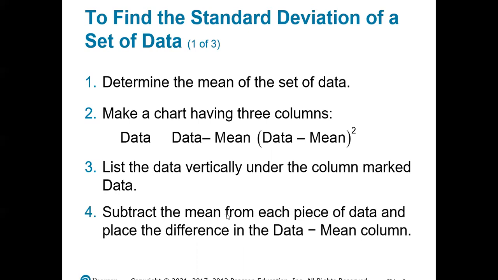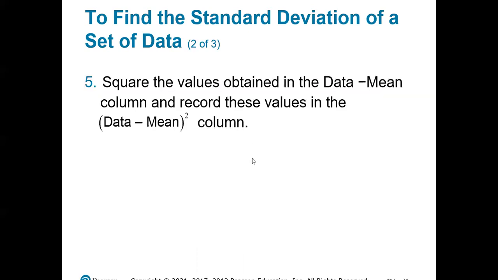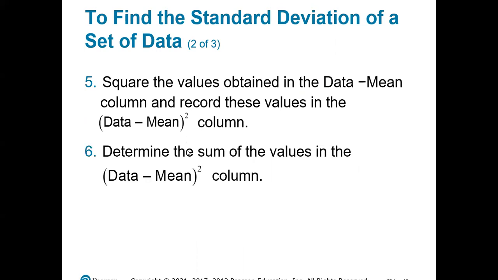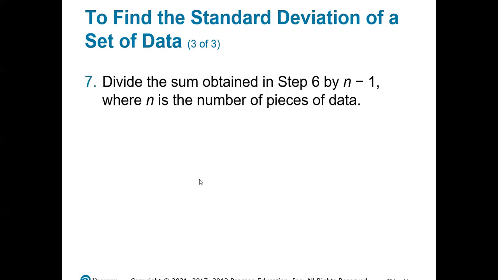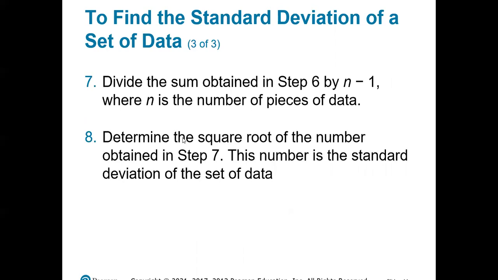So subtract the mean from each piece of data, like I said, and place the difference in a data minus mean column, if you want to do this in columns. Then you square things and put that in another column. So it's very, very lengthy. Divide everything by n minus 1, and then take the square root at the end, which is the last step, step 8 here.